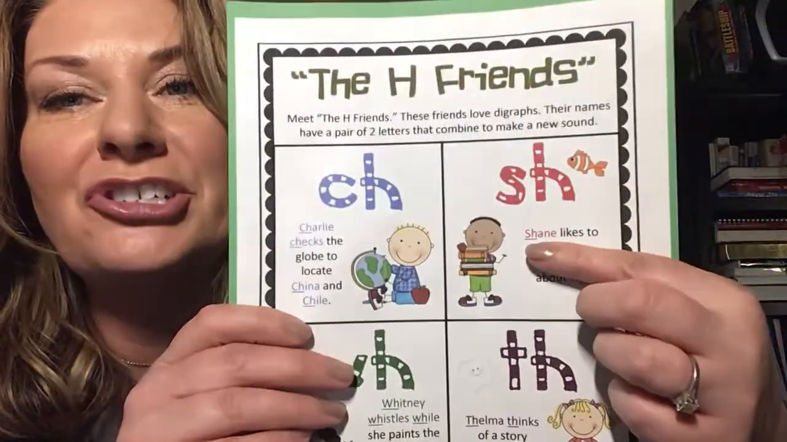What are those? Sheep. S-H. Shapes. Sorry. Shapes. Shoe. S-H. Shoe. Shell. S-H. Shell. Now, I have a question. Think about your teacher's last name, Shelley. What two letters make that sound? Sh for Shelley. Just like our friend Shane. S-H. Shelley. Sh. Very good.